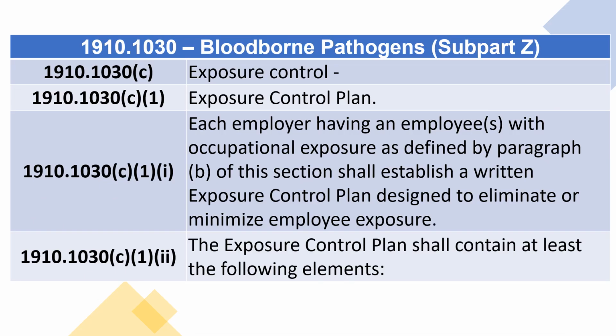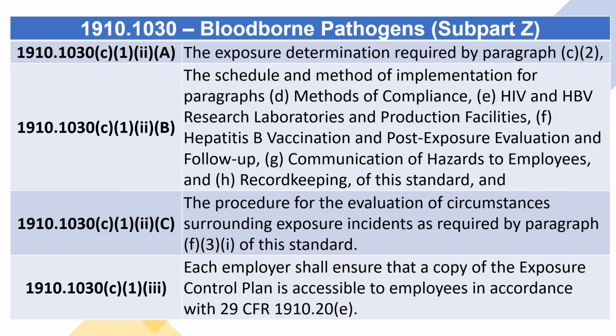1910.1030(c) Exposure control. 1910.1030(c)(1) Exposure control plan. 1910.1030(c)(1)(i) Each employer having an employee with occupational exposure as defined by paragraph (b) of this section shall establish a written exposure control plan designed to eliminate or minimize employee exposure. 1910.1030(c)(1)(ii) The exposure control plan shall contain at least the following elements.